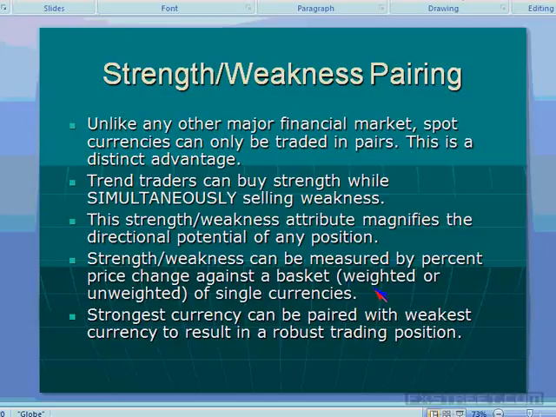Now, this could be either weighted or unweighted. What I do is an unweighted basis. Unlike the dollar index, where over 50% is made up of the euro, I compare them on an unweighted basis, where each currency's percentage price change is averaged equally, and I'll talk a little more about that in a second. The strongest currency can be paired with the weakest currency to result in a robust trading position. I'll show you how I do that in a minute. So that's strength-weakness pairing.